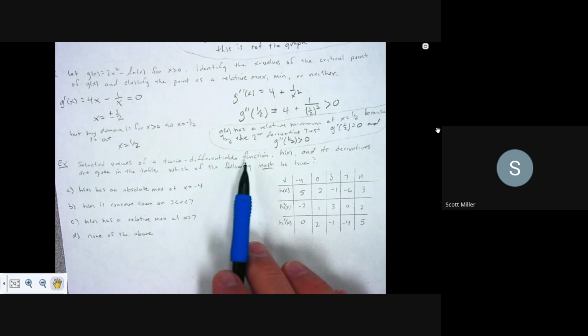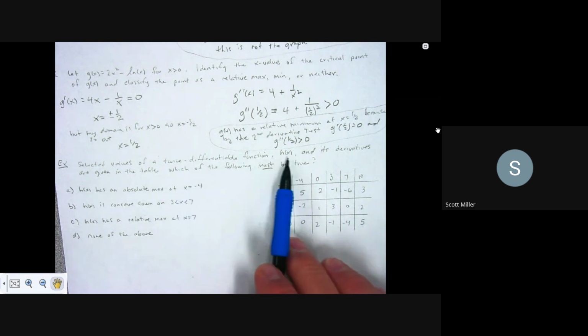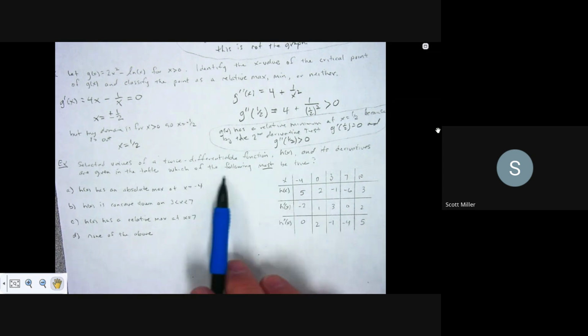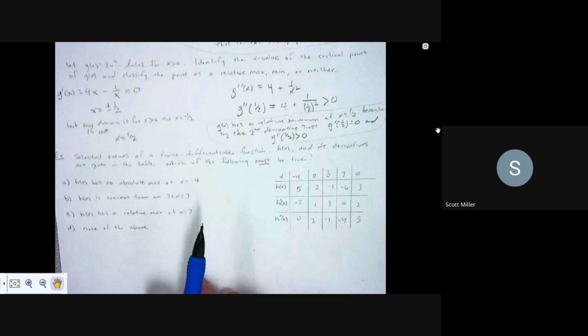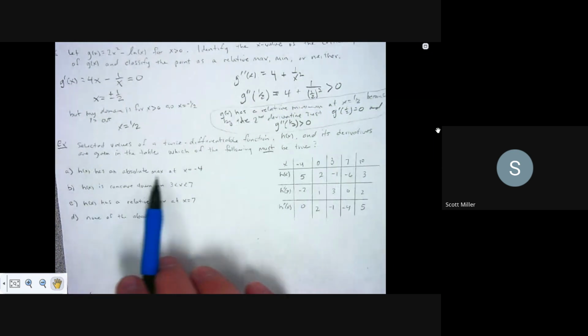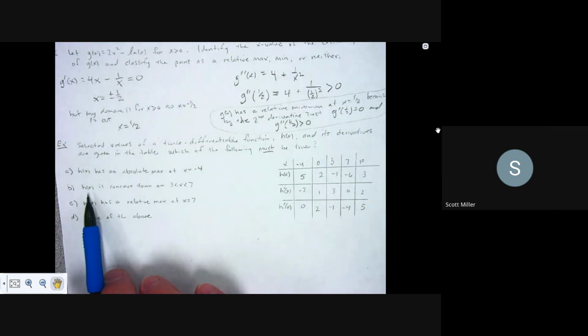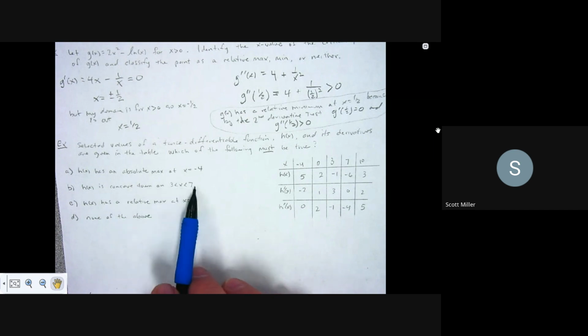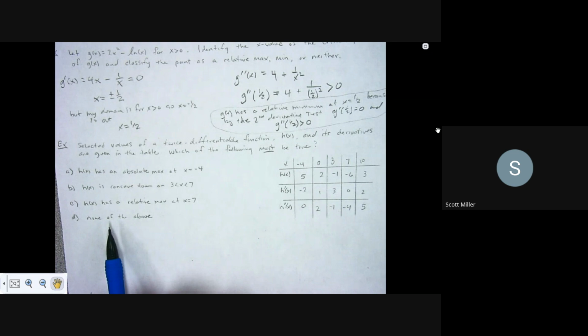Okay, so the last example is the information given in the table. Selected values for a twice differentiable function h and its derivatives are given in this table. Which of the following must be true? Which one must be true? Do I have an absolute maximum at -4? Is h concave down on this interval? Does h have a relative max at 7? Or is it none of the above?